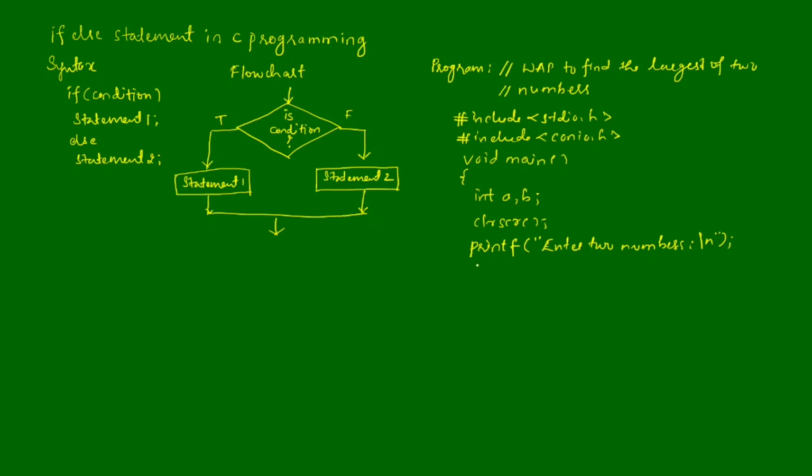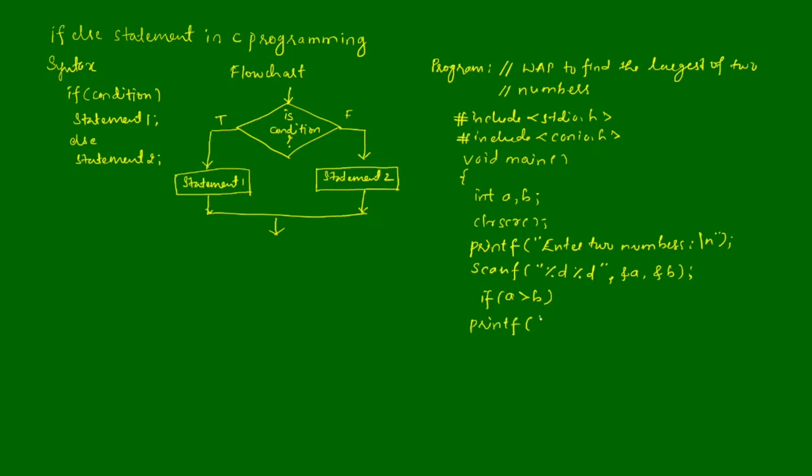Now we are going to receive two values using a scanf statement. Here we are going to write the format specifiers %d and %d for the two variables in double quotation marks. Put a comma, then ampersand a, comma, ampersand b, and put a semicolon. Now we are going to check the condition. If a is greater than b, then it has to print a is largest.